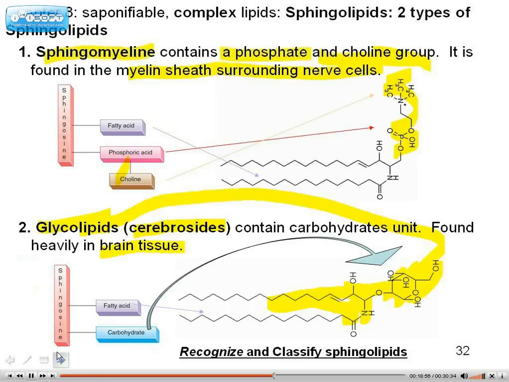You don't need to read too much into that. Just be able to recognize and give a general property of them. I've given the general properties. Sphingomyelins tend to be myelin sheaths found in nerve cells. Glycolipids just tend to be found in brain tissue. That's as much as you need to know. Since we have so much to learn, let's move on.